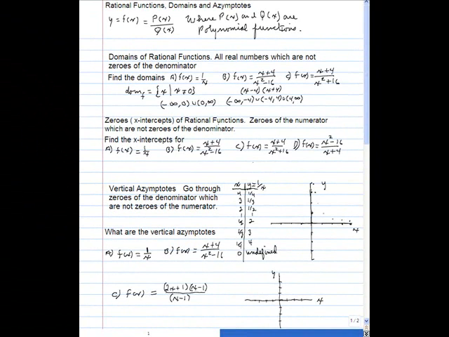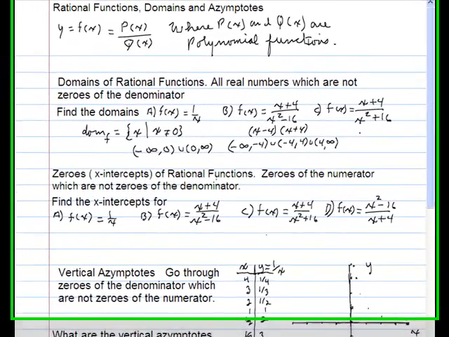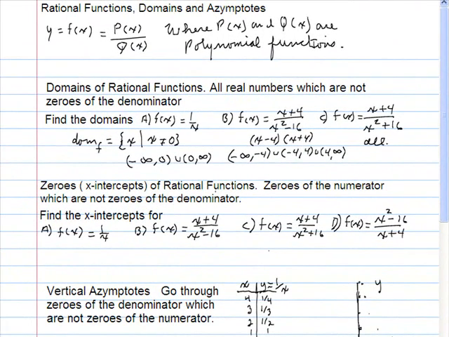Negative 4 would make the numerator 0, but that has nothing to do with domain. So here it would be all numbers, or you could say the real numbers. Sometimes they'll do a double R like that and call it the real numbers. But all numbers would be in the domain here. There's no x that's illegal.